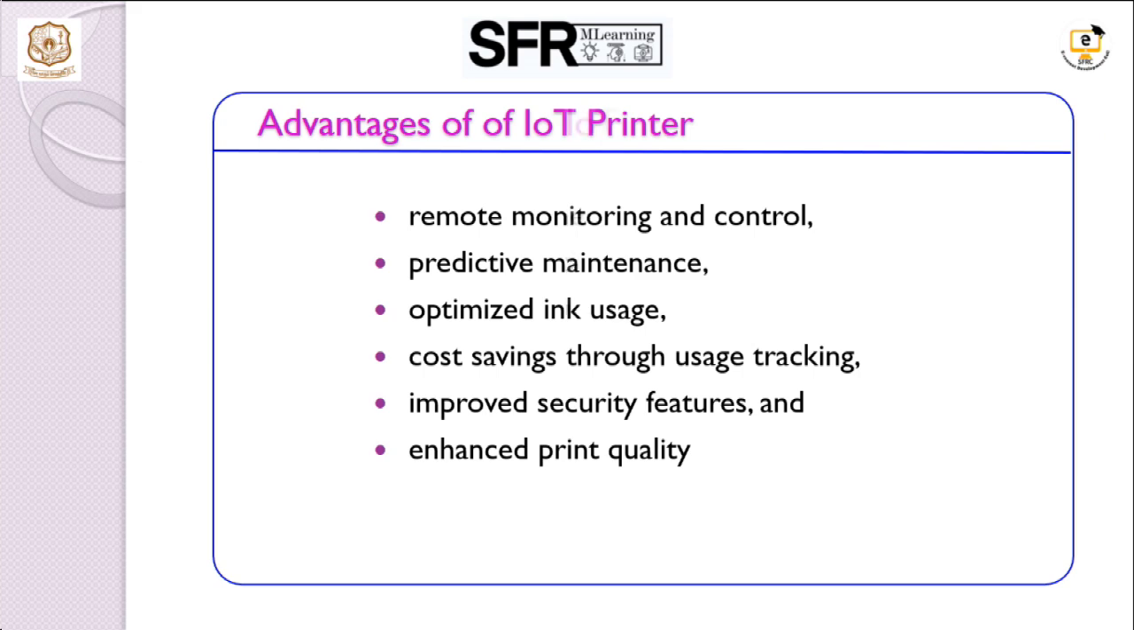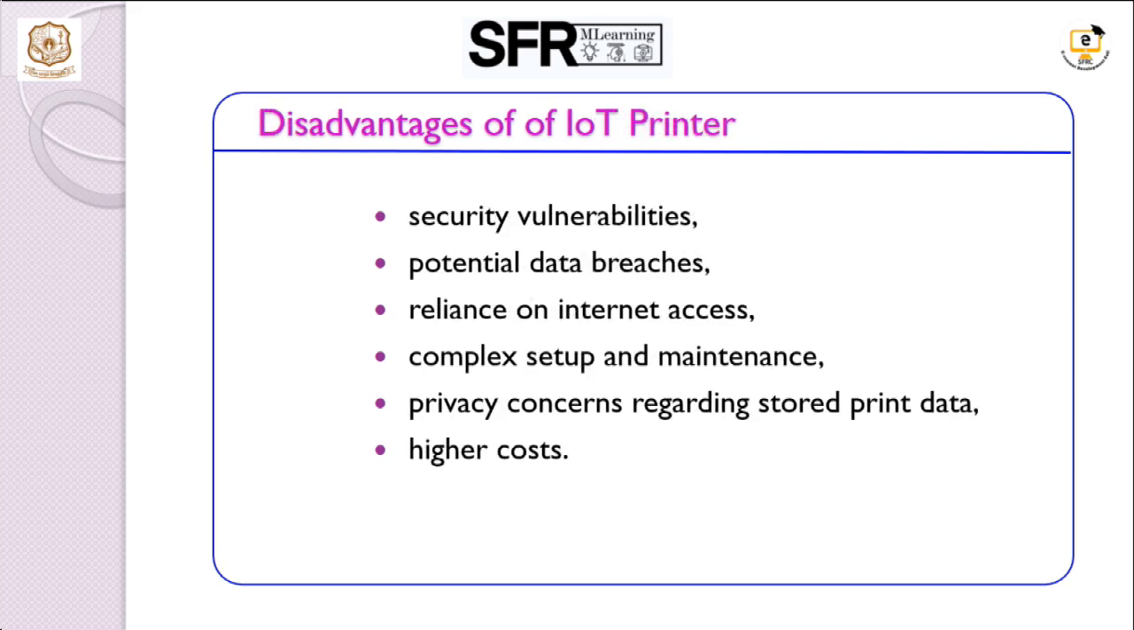So what are the disadvantages of IoT? Security vulnerabilities and potential data breaches, which is nothing but everything is stored online. There is a possibility of security and data breaching, which means even though we are encrypting all the data, there are situations which may lead to inconveniences. And also we need to depend only on the internet to access the IoT printer. It is not possible at all times. There are situations where we may come across without internet, and also it needs complex setup and maintenance.